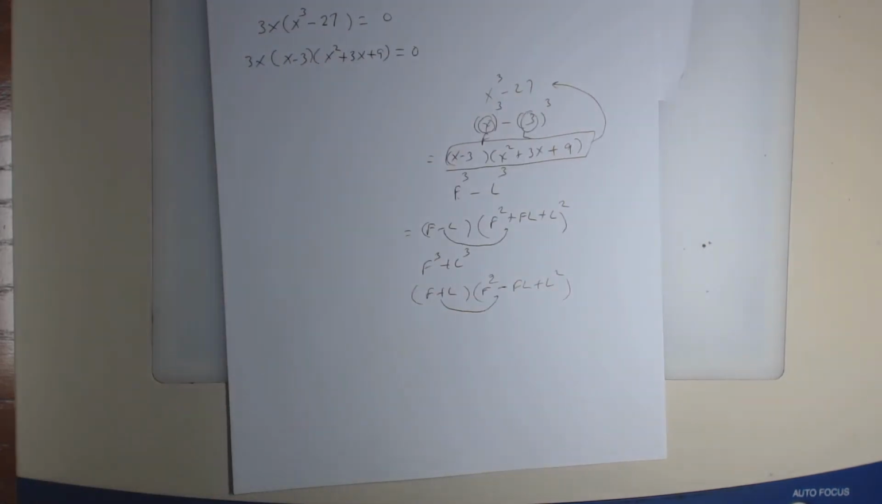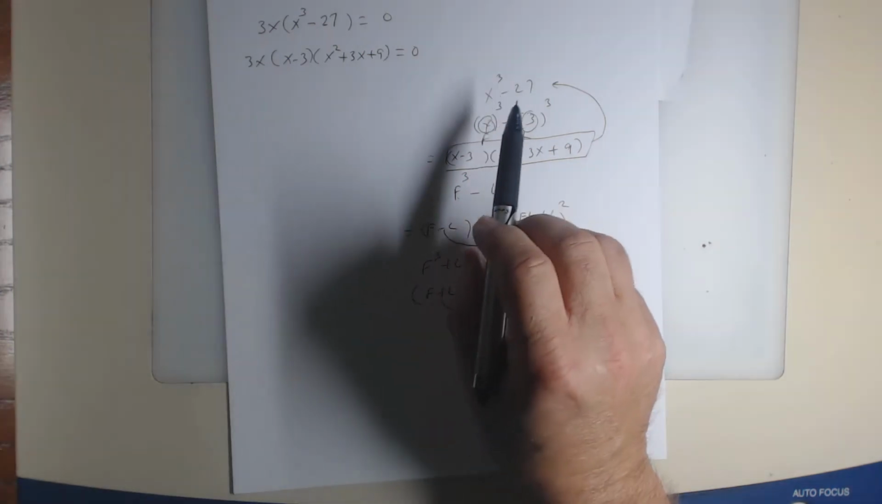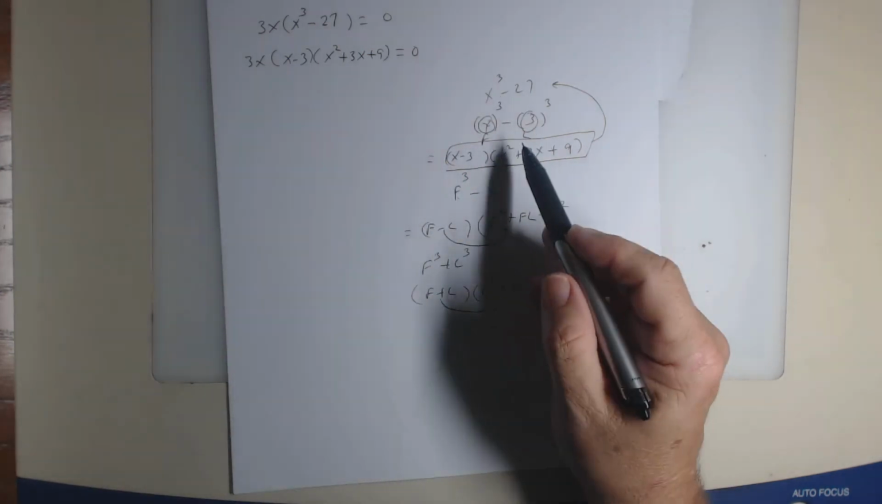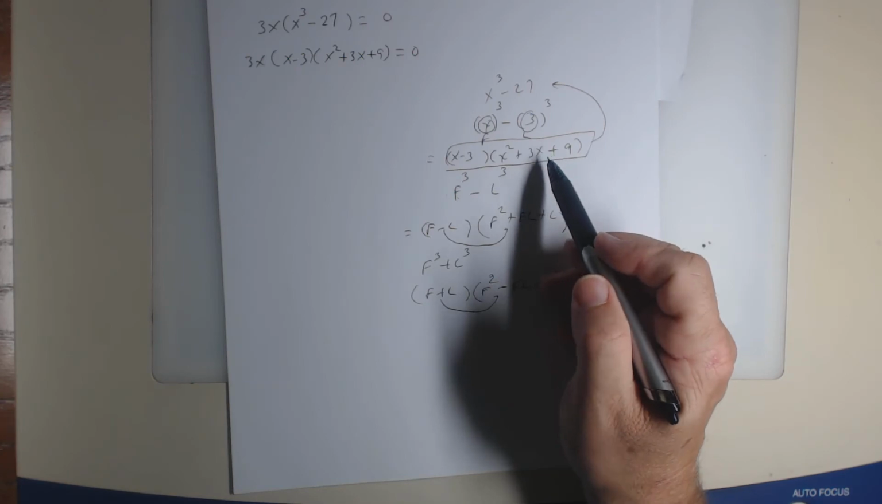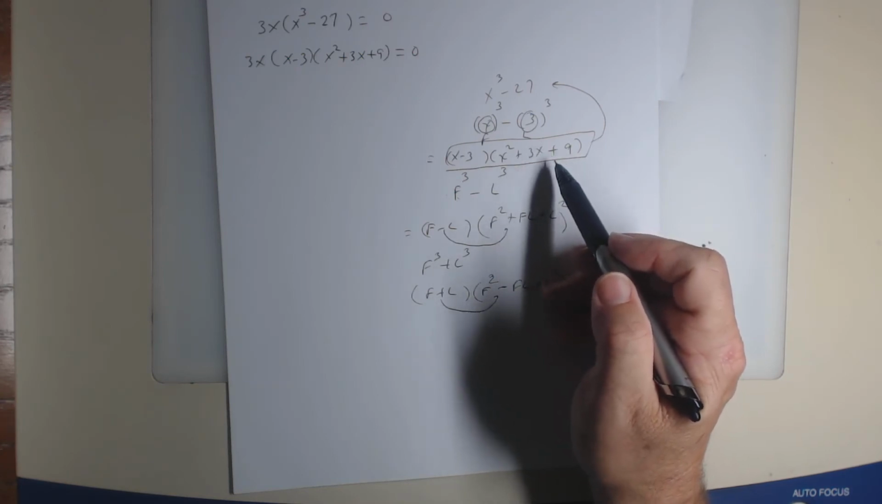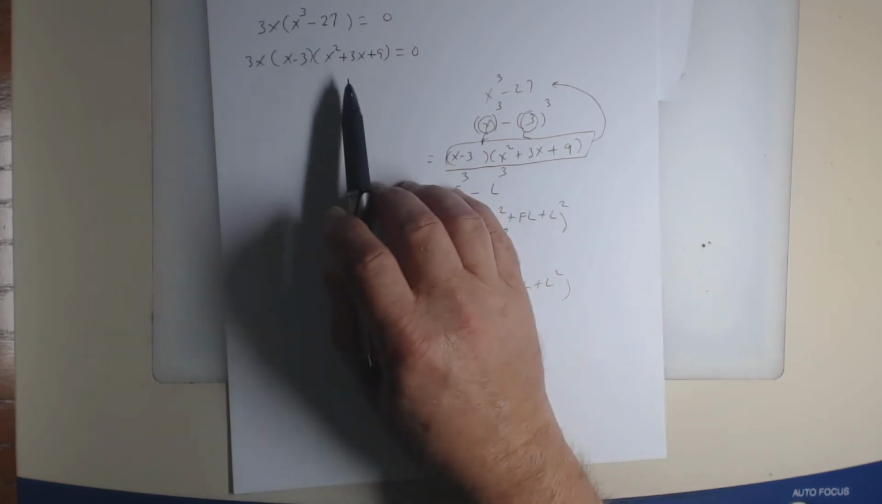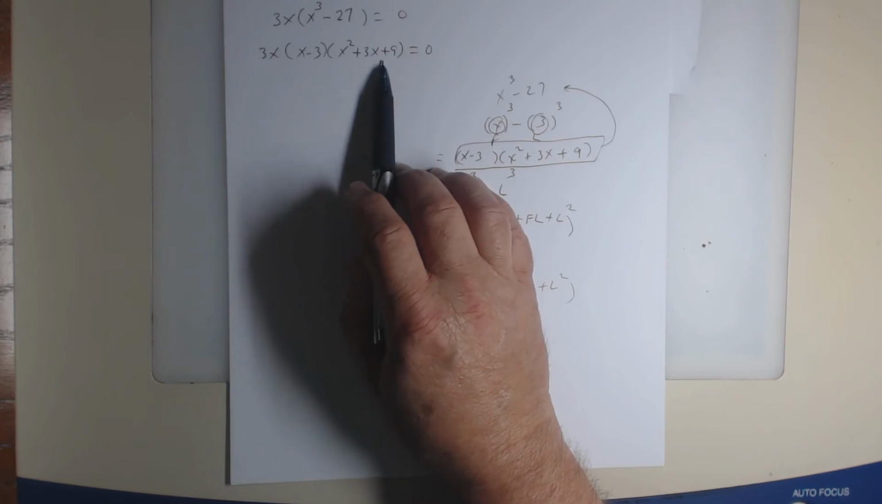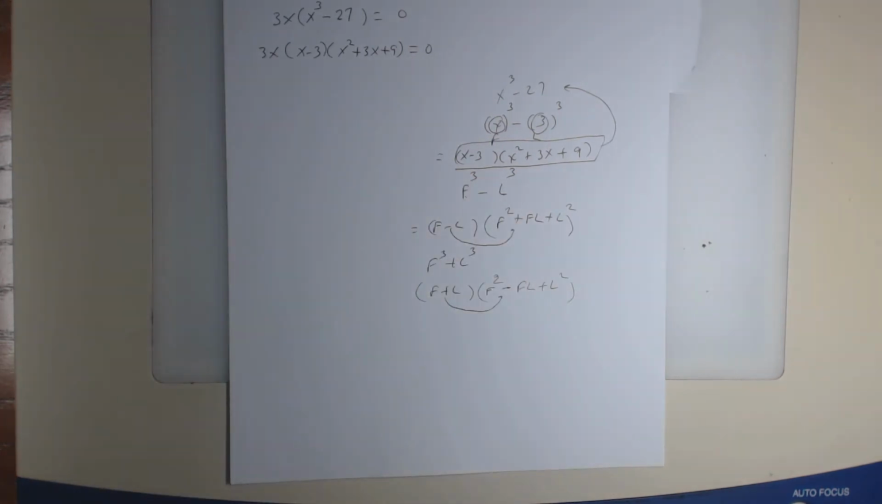Now let me mention this. Whenever you factor the difference of two cubes or the sum of two cubes, see this trinomial? You learn that you cannot factor that trinomial any further. All right, so don't try factoring this. It can never be factored. Okay, now this is where we are at.